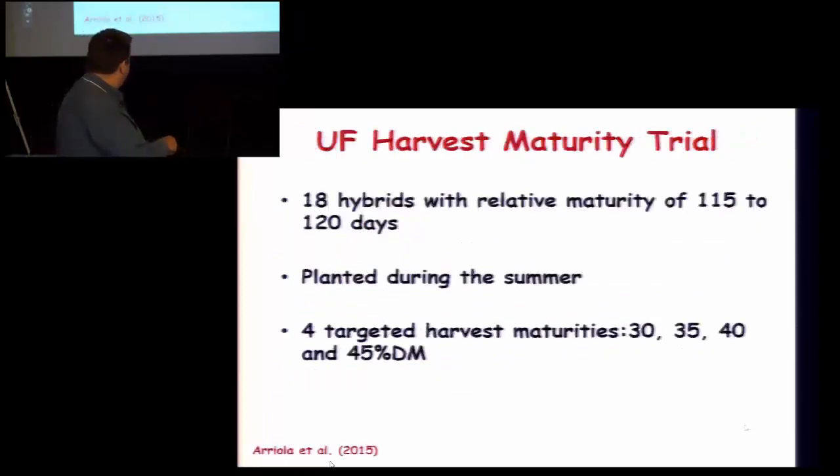Some years ago, one of my colleagues at the University of Florida, Dr. Adesogan, planted 18 hybrids during the summer in Florida, and he collected from maturities ranging from 30 to 45% dry matter. I'm not recommending 45% dry matter. I doubt any crop consultant would recommend 45% dry matter. We just use that in order to understand the process.